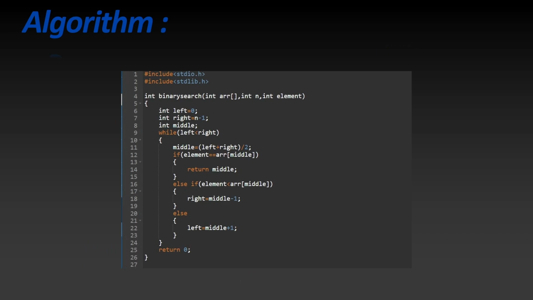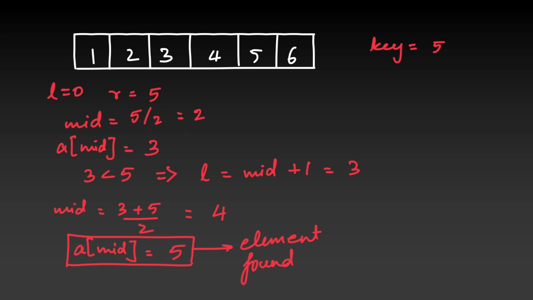Here this means that the element is greater than middle element, which is true. 5 is greater than 3. So now we set the left to be middle plus 1. So now left is 2 plus 1, 3. Right is 5. So now we're dealing with this part of the array, the right part.